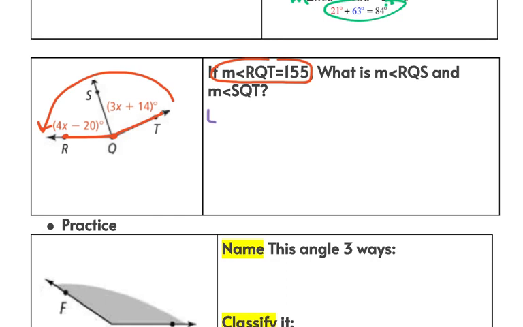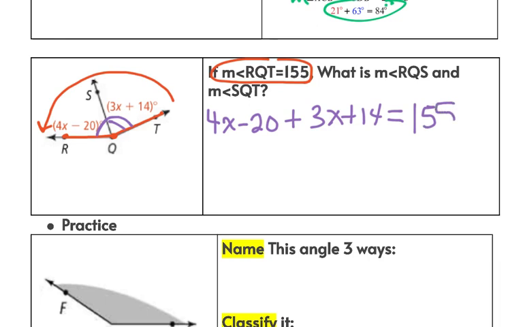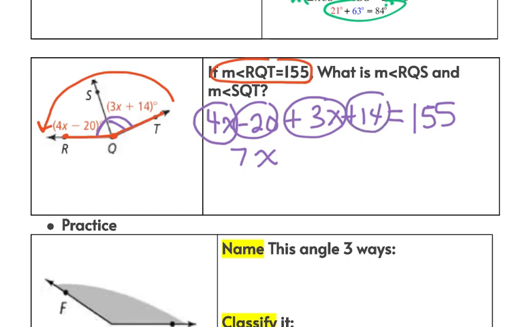The measure of one of the pieces, this one, plus the measure of the other piece, this one, has to add up to the whole way across, which I was given as 155. And then we pass the ball to algebra and have at it. So we'll combine those like terms. 7x's. Down 20, but gain 14, we're down 6.